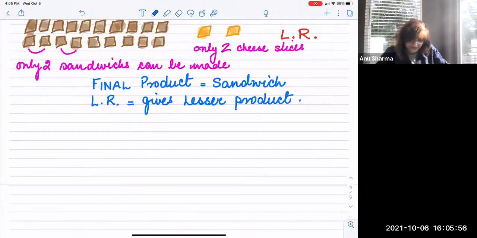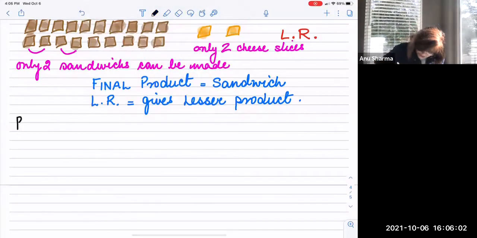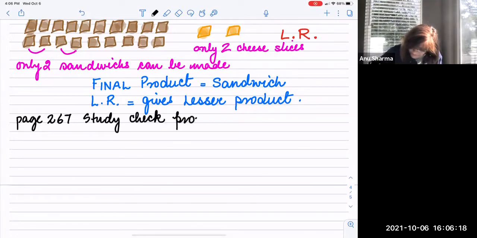Now let's look at this scenario in which we are finding the moles of the product from the limiting reactant. This is page 267, and we are looking at study check problem 7.12.